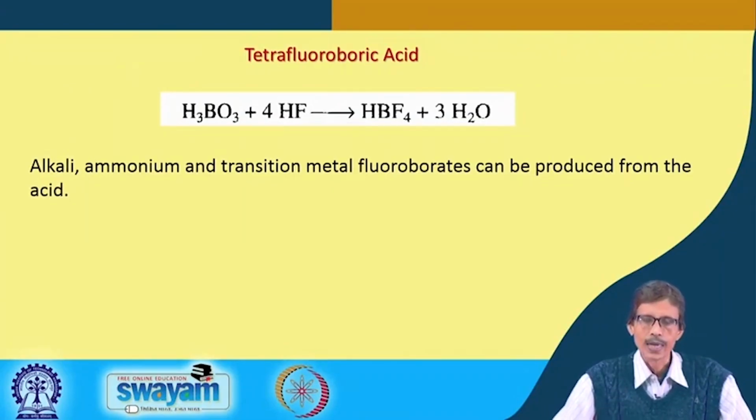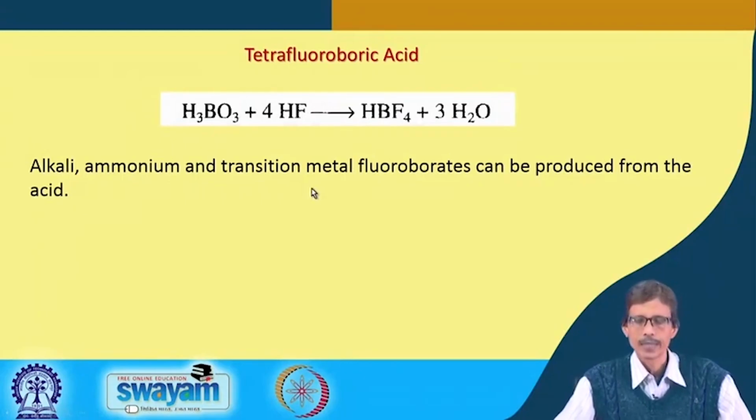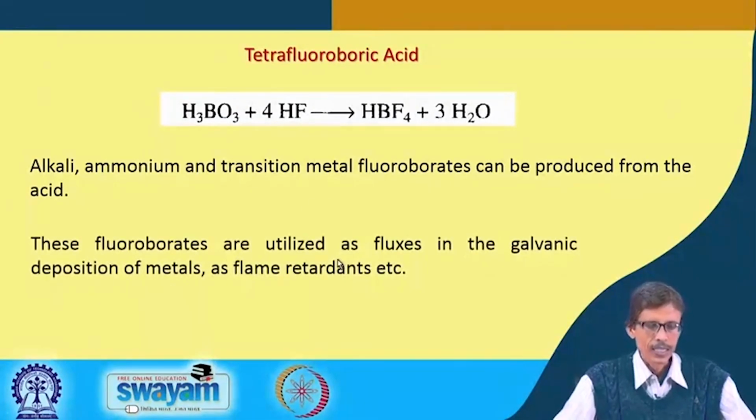very good source of fluoride ion, and it is sometimes a catalyst, and it is also a very good anion, that is BF4 minus, the fluoroborate anion, a small tetrahedral anionic structure it can have, for different types of solid state synthesis or solution synthesis. Then if you substitute this H by an alkali metal ion or ammonium ion or any other transition metal ion, you get the corresponding fluoroborates. So, these fluoroborates can be prepared from the corresponding acids, and these fluoroborates are utilized as fluxes in the galvanic deposition of metals.